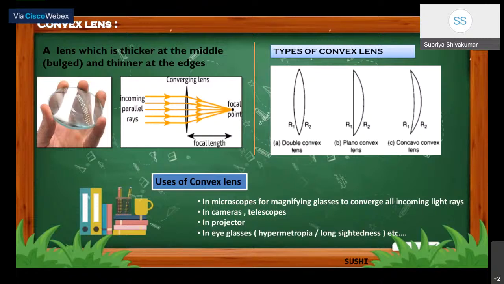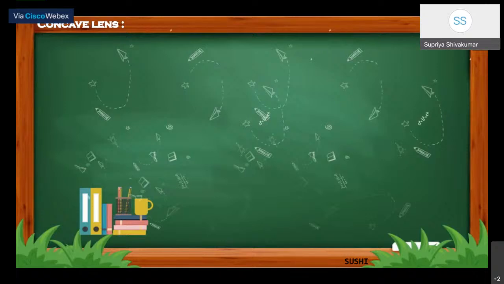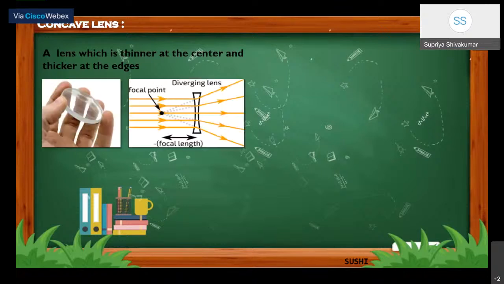Okay, so next comes concave lens. What is a concave lens? It is a lens which is thinner at the center and thicker at the edges. Pictorially representing, you can see the lens which a man is holding. And we know that just like convex lens is called a converging lens, we can also call concave lens a diverging lens. What does it mean? It means a ray of light is coming out from a point.